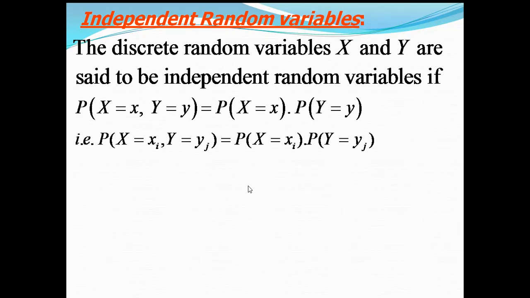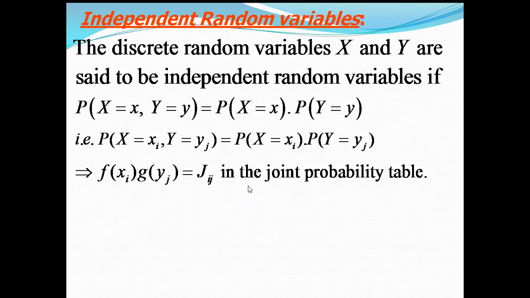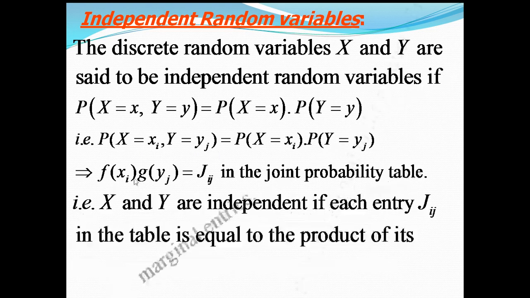What are independent random variables? Discrete random variables X and Y are said to be independent random variables if P(X = x, Y = y) = P(X = x) times P(Y = y), and this is true for all values X = xi and Y = yj, which implies f(xi) times g(yj) is equal to fij.